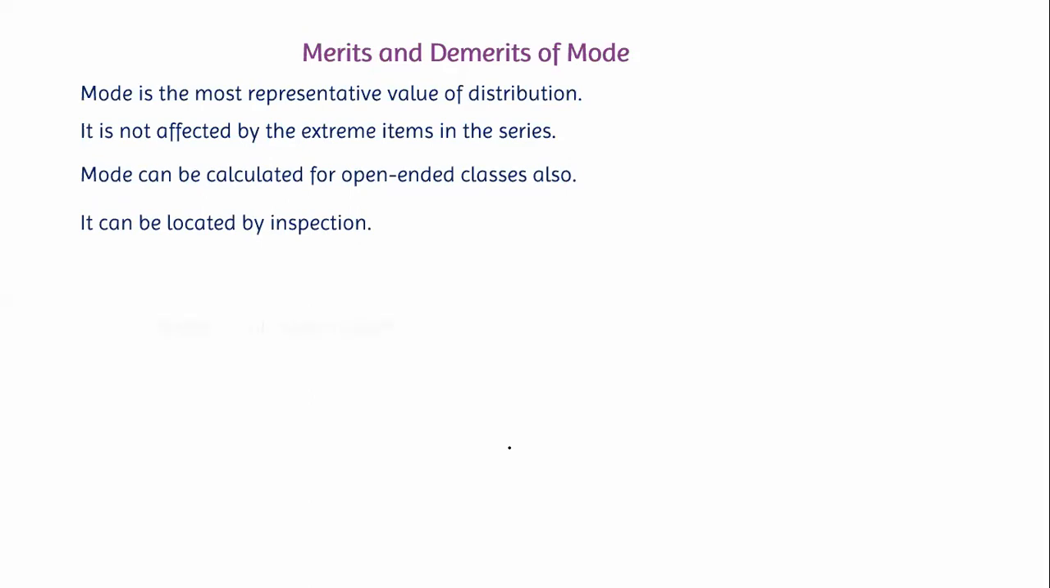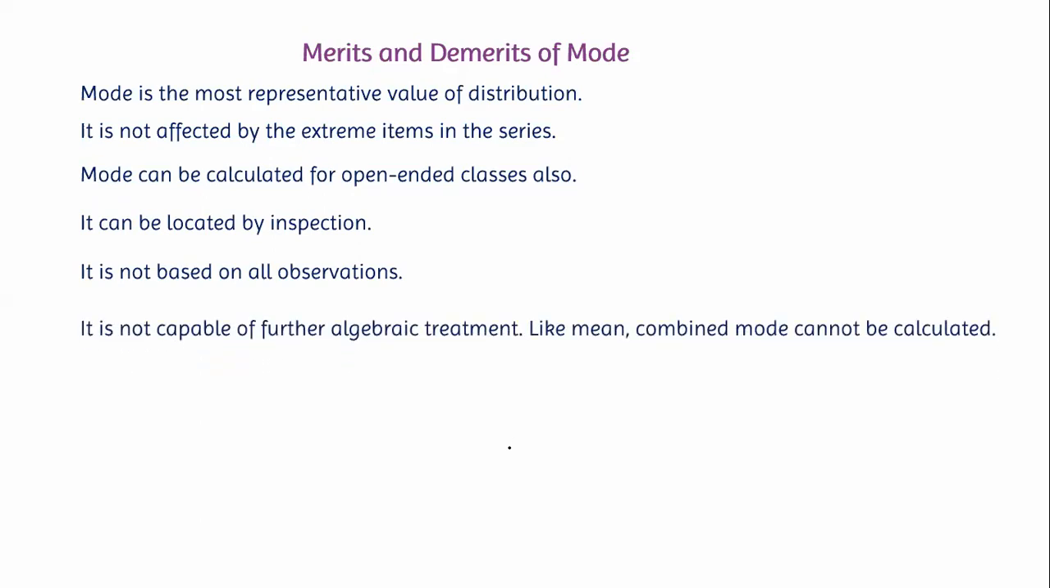Yes, absolutely. Even if the first class is like this, up to 10, and our last class interval is 50 and above, still you can find the mode. It really doesn't matter. It can be located by inspection. In the first 2 examples we have seen, as soon as we see, we can tell. Then the demerit is, it is not based on all the observations. Yes, it is not capable of further algebraic or mathematical treatment, as we have already seen.